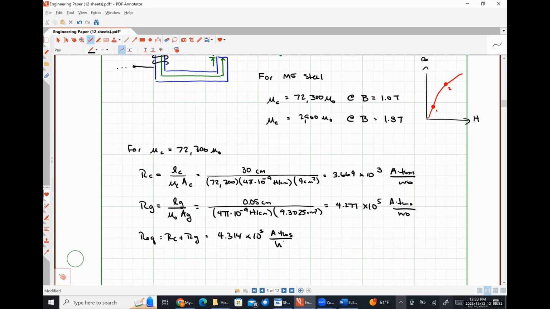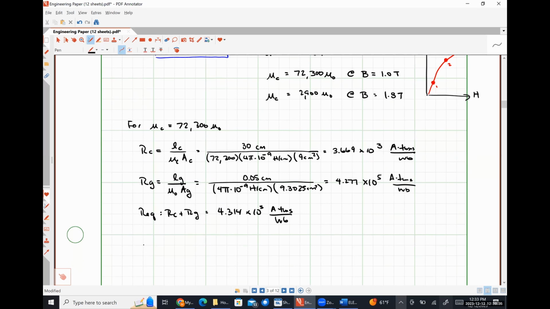amp turns per Weber. Using this value, our self-inductance L is going to be N squared over REQ, or 500 turns squared, divided by our 4.314 times 10 to the 5 amp turns per Weber. And this comes out to be 579.522 millihenries. So a little bit more than half of a henry.